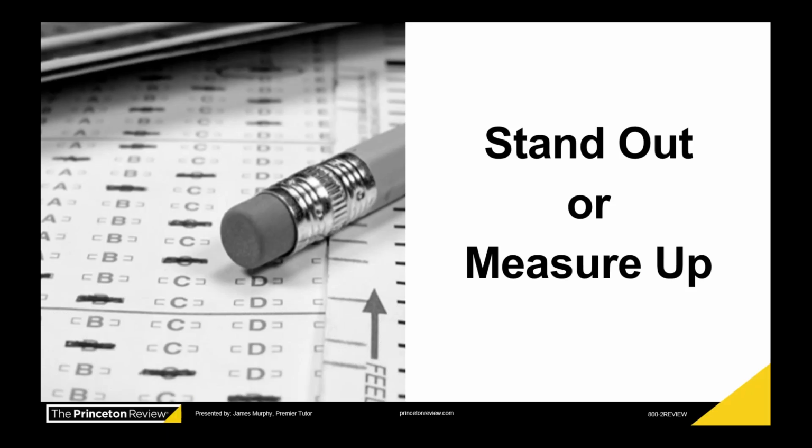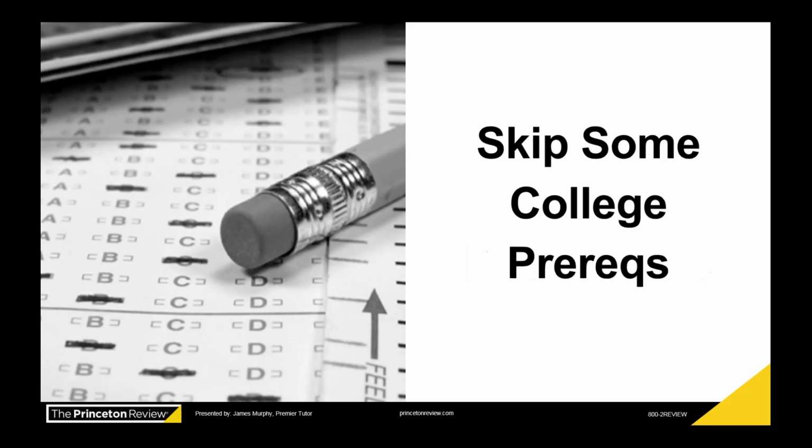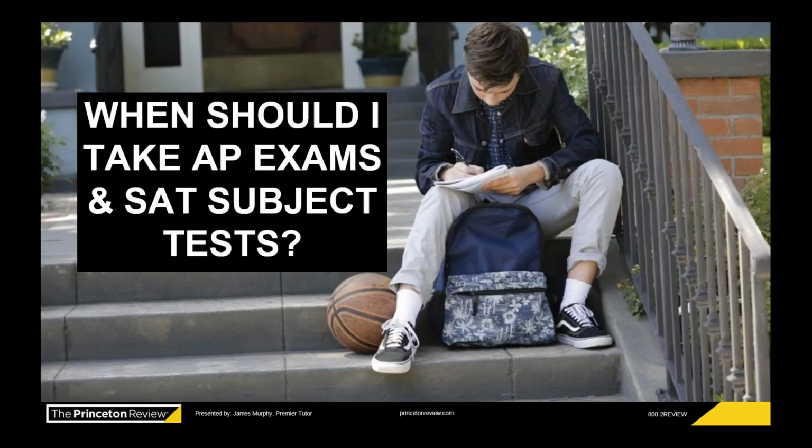Measuring up, again, is this idea that a lot of people who are applying are going to be taking 2 subject tests, so it's a good idea to make sure that you're on par with your competition. Subject tests can also help you skip some college prereqs, much like the AP can. Doing well, scoring over 700 on the English literature sometimes can get you out of English comps. Doing well on the U.S. history exam can get you out of a U.S. history core requirement at some schools. So that's another motivation.